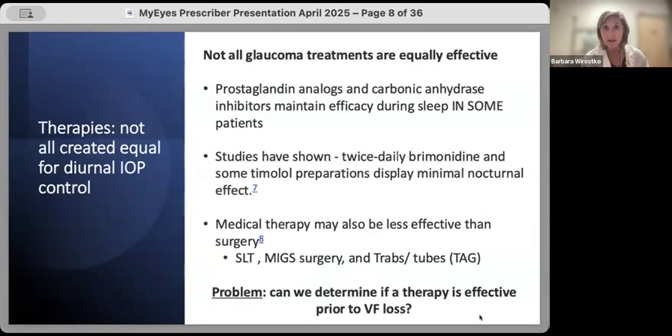We also know that not all glaucoma treatments are effective. We know that prostaglandins and carbonic anhydrase inhibitors work better in some patients. They also work better during sleep. We know that beta blockers traditionally do not work during the night, which is why they tend to be very effective as a once a day in the morning. And we also know that different surgical measures can be more or less effective on lowering IOP. So can we determine if a therapy is effective before we're losing visual field, before we're having damage?